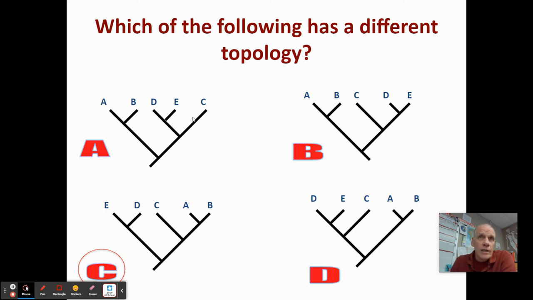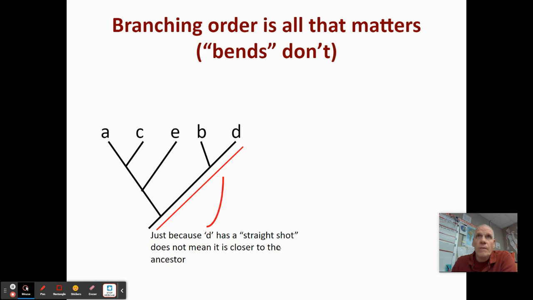Why? Let's look at them. Here we see A and B, and then we see D, E, and C as a common ancestor. Here's A and B with a common ancestor, and here's D, C, and E. This is showing the same relationship as this one, as is this one. We've just rotated the nodes in A and B. This one, we have D and E, but we don't include C as we see in all of these other ones. A and B is correct, but this is incorrect. So again, branching order is all that matters.